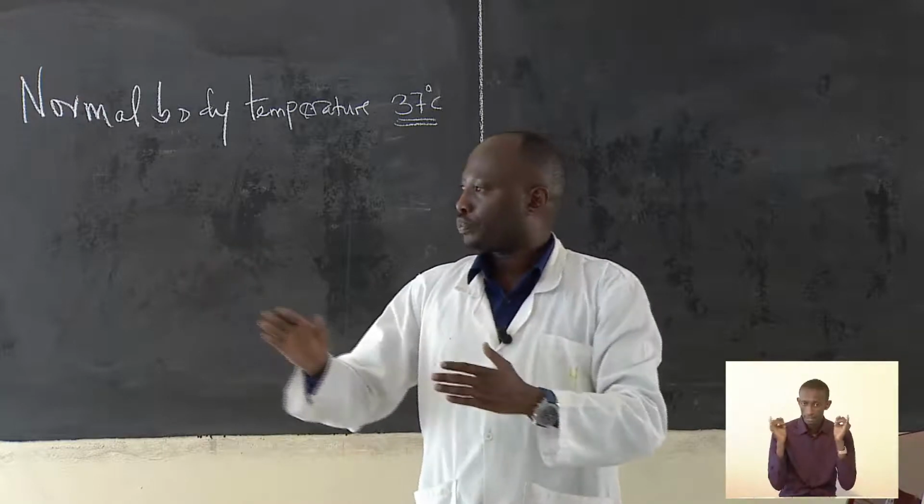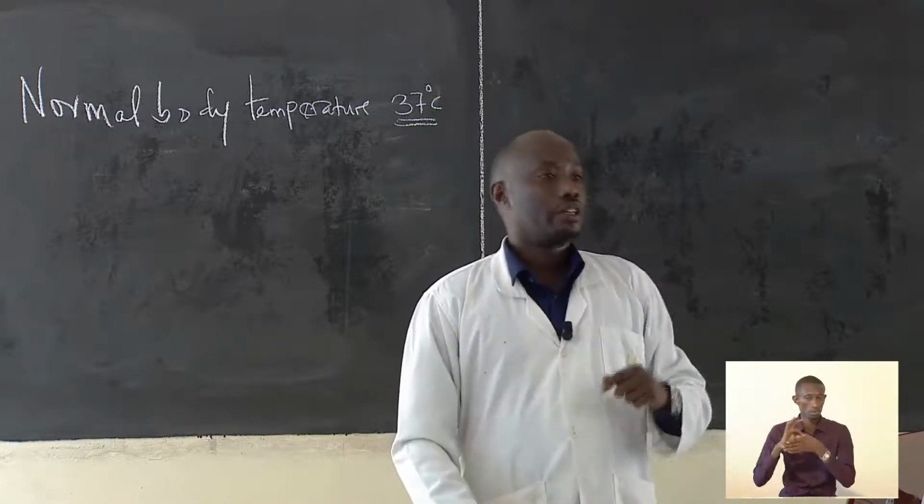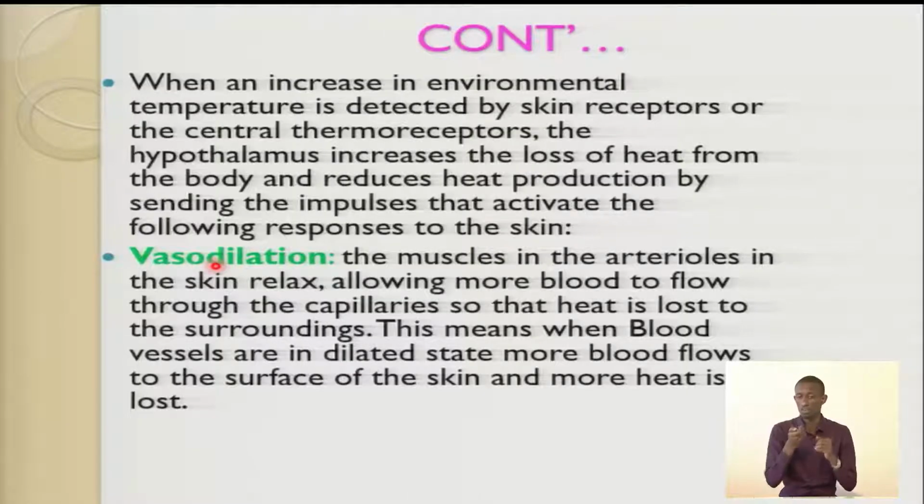So vasodilation: the muscles in the arterioles in the skin relax. And once they relax, what happens? It allows more blood to flow through the capillaries so that heat is lost to the surroundings. This means that when the blood vessels are dilated, more blood flows to the surface of the skin and more heat is going to be lost.